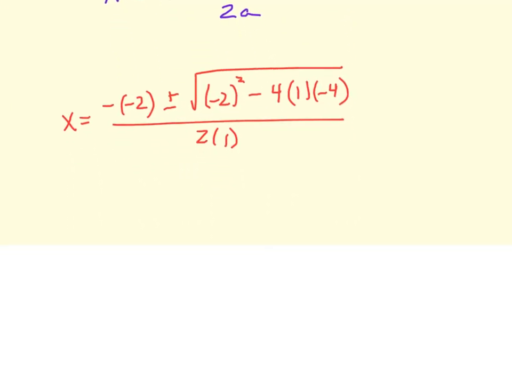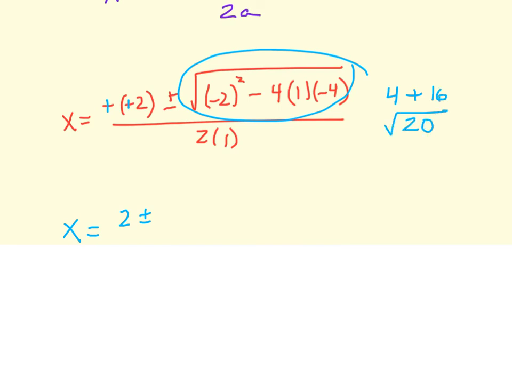And then we simplify. Now a negative negative 2 is positive, so 2 plus or minus. Now let's figure out this. Negative 2 squared is 4, and then we have a negative times a positive times a negative. That turns out positive again. That's not going to happen every single time. And then negative 4 times 1 times a negative 4 is a positive 16. 4 plus 16 is 20, so we have the square root of 20.